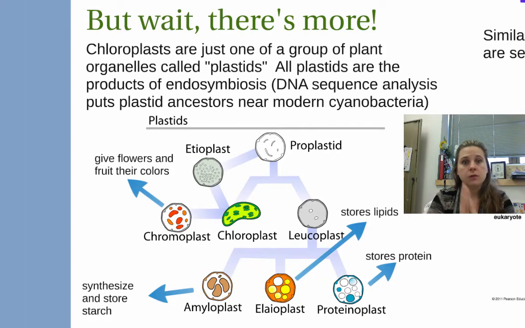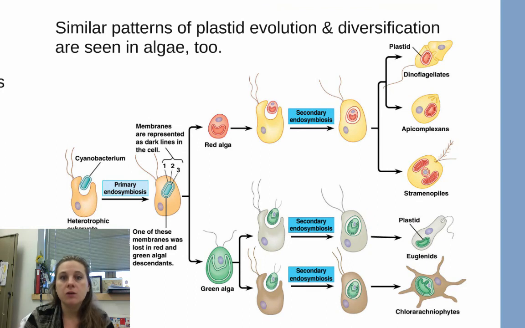But wait, there's more. Chloroplasts are also a group of organelles called plastids. Plastids are the product of endosymbiosis, and our ancestors to this are very near cyanobacteria. So the plastids you have here, where you can see the chloroplasts and the proplastids. These are where you've got the color, so we have a huge amount of color pigments that come from that, and then you have the other end of it, which is things like starch formation and starch storage.